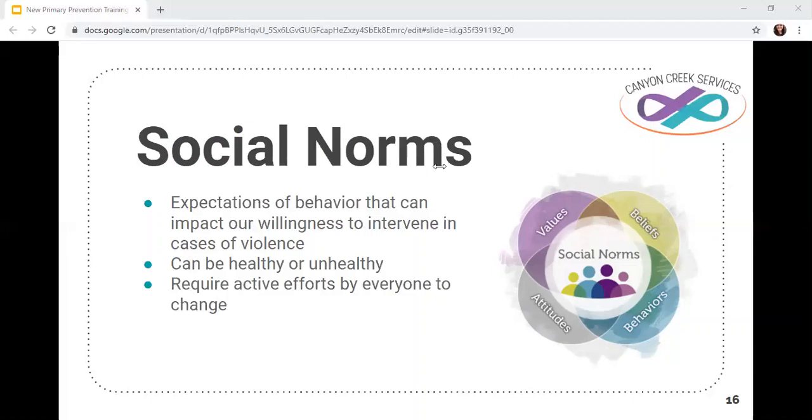By taking an active approach to changing social norms through primary prevention, we can work towards having communities free of domestic violence and sexual assault.